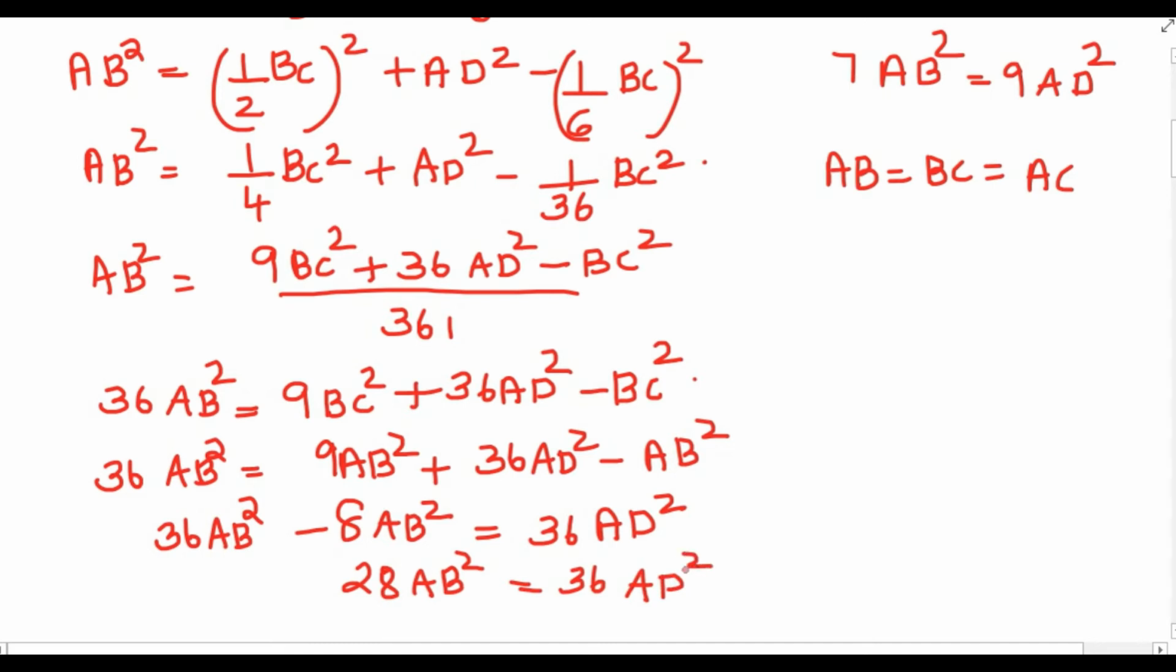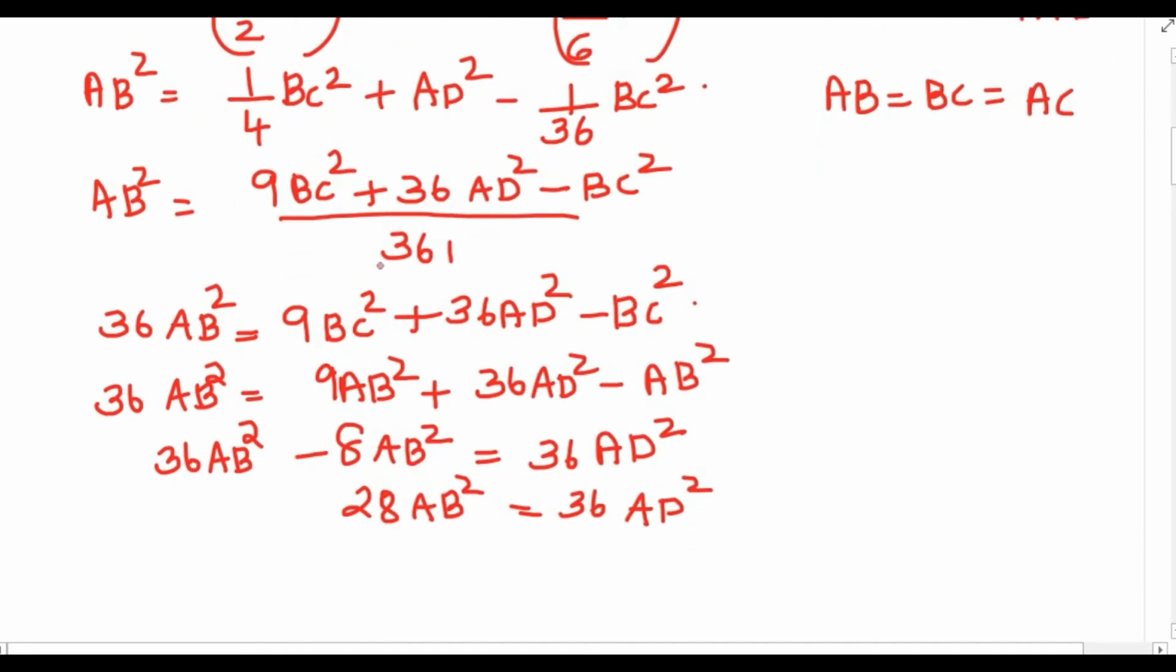And 4 is a common factor in these two, so I can cancel. We have 7AB square is equal to 9AD square. So this is the proof.